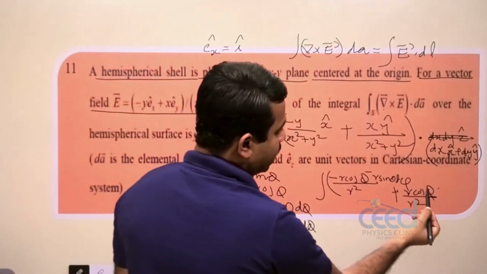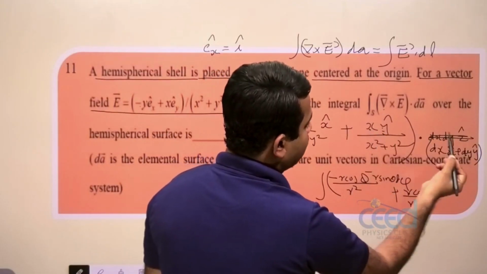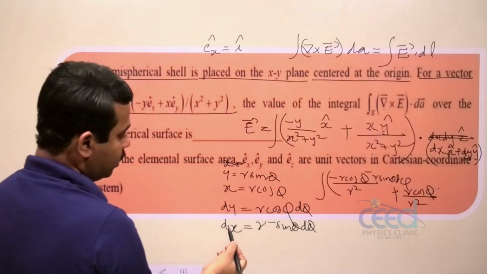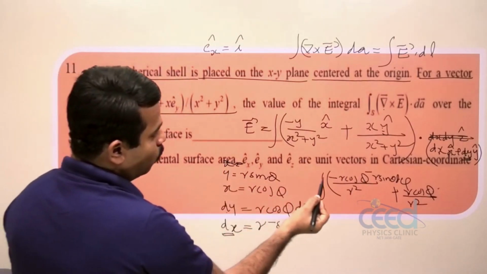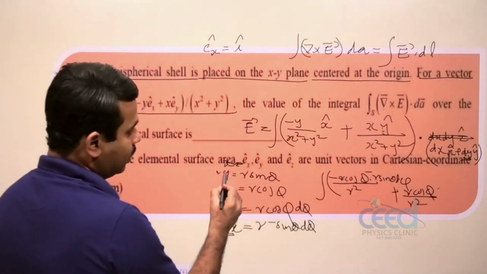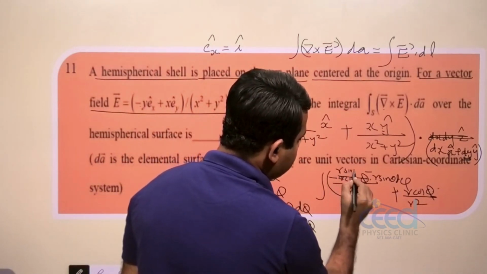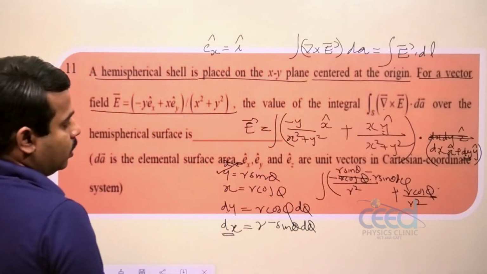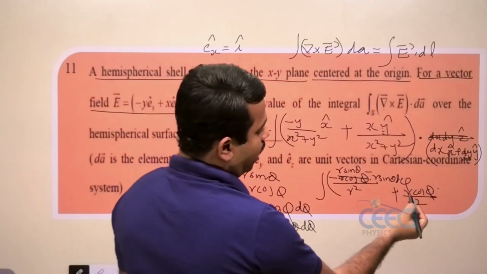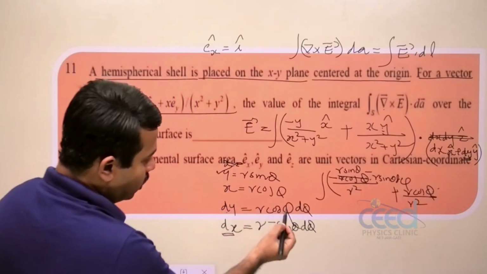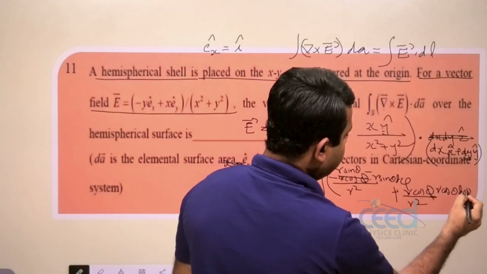Here x is equal to r cos theta and y is equal to r sin theta. Already we have a negative sign here, so don't confuse. It is r sin theta with dx, and r cos theta with dy, which is r cos theta d theta.